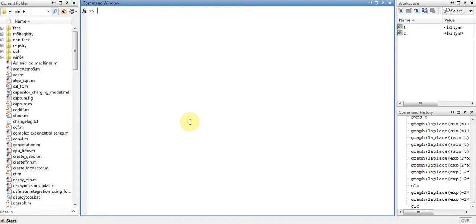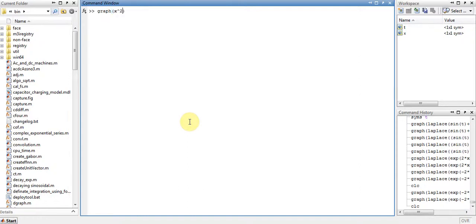Hi ladies and gentlemen, recently I made a code for a MATLAB function which graphs different functions as quickly as possible without writing two to three lines of code.